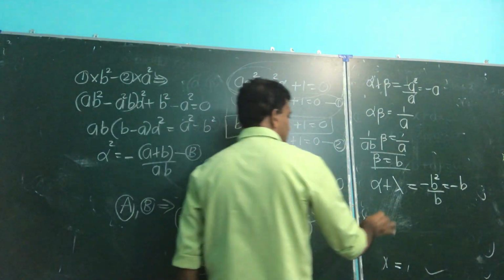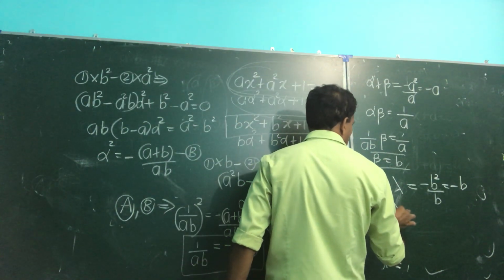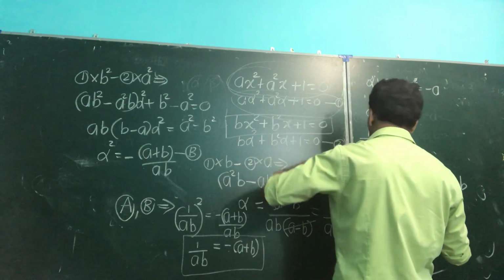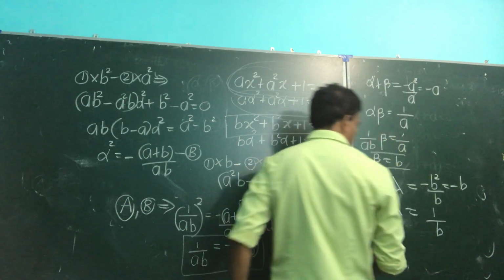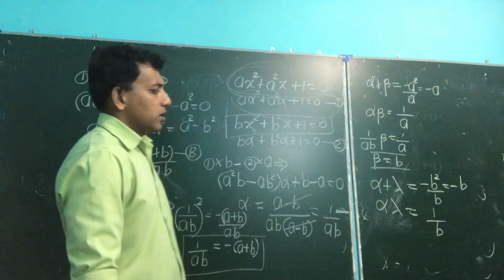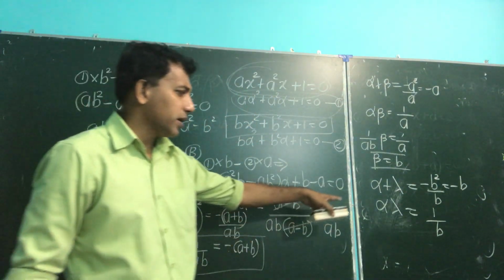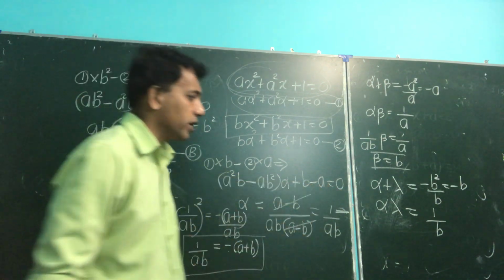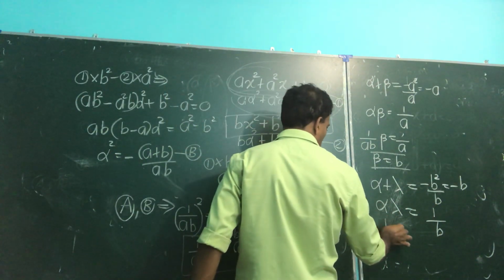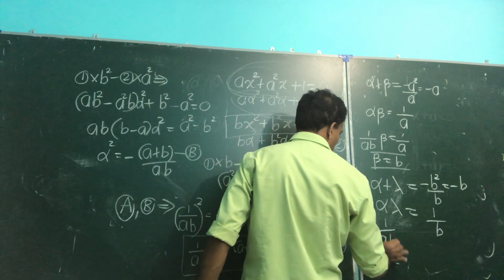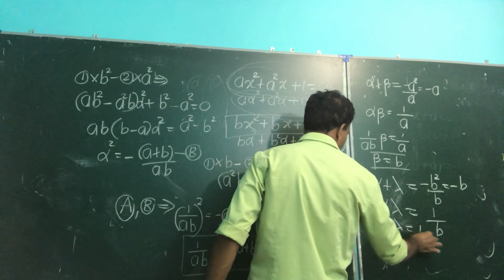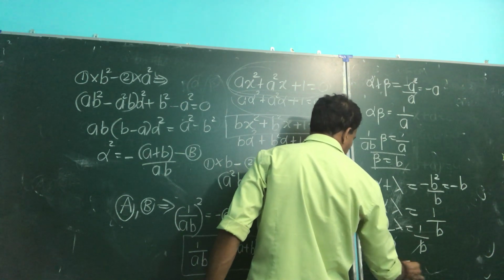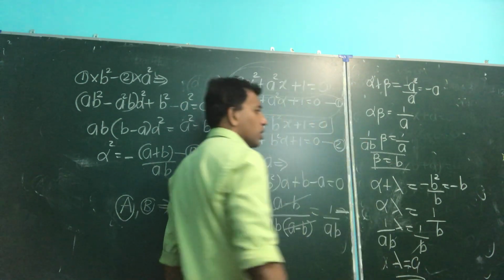Also, what is alpha into lambda? Alpha into lambda, C over A, 1 over B, no? And you also find the lambda. I think second one is easy to find the lambda. Put the alpha for 1 over AB. Write alpha for 1 over AB into lambda equal to 1 over B, no? So B cancel. Lambda equal to A, right? Lambda equal to A.